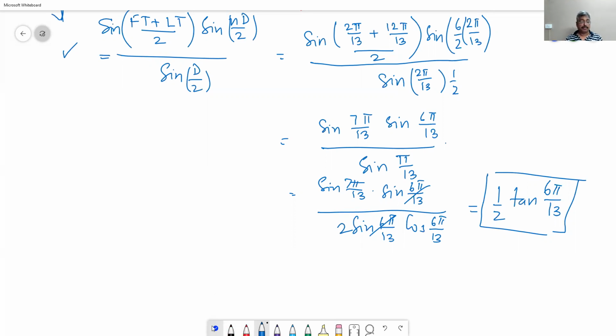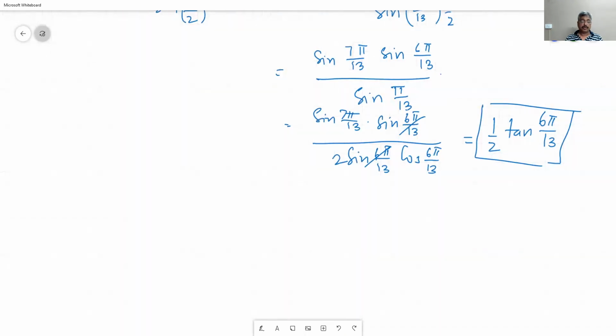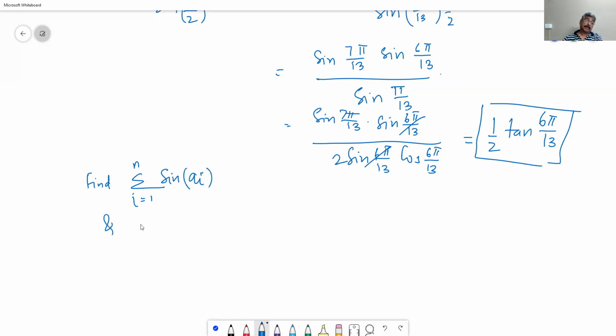So now let us continue. The idea now is to find the sum over i from 1 to n of sine a_i, and the sum over i from 1 to n of cos a_i, where a_i is an AP.